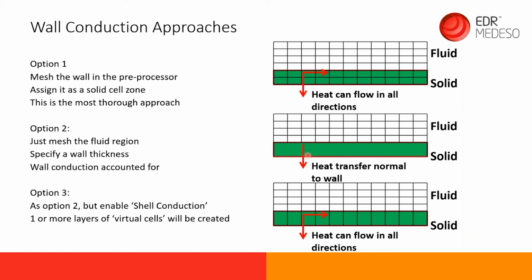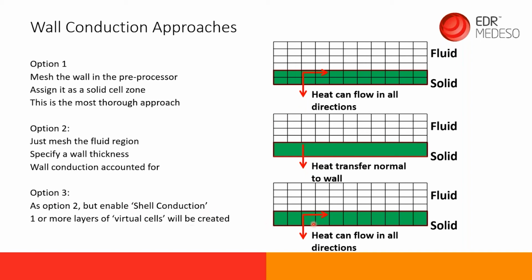Now, in some cases, that might be fine. If you're just extracting heat from a domain and that's all it needs to do, then that's okay. But in a lot of cases, you do have planar heat transfer to consider, and that becomes important. So what we need is a compromise between these two, and that's where option 3 comes in, which is shell conduction here.